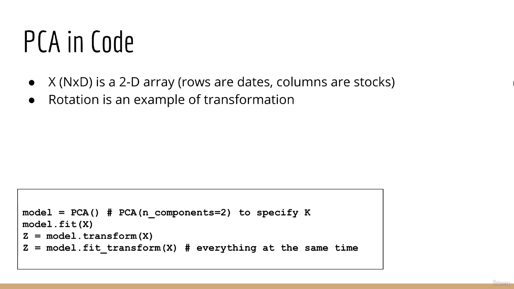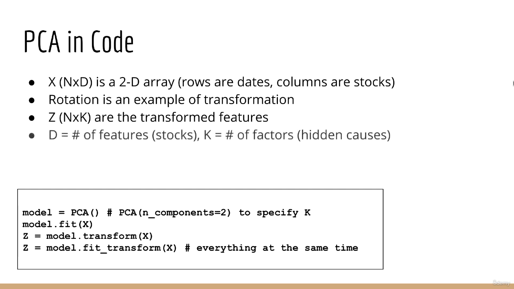Okay, so what's this output Z? Well, if we think of the input X as an n by d matrix of features, we can think of Z as an n by k matrix of transformed features. Note that they have the same number of rows because they both must have the same number of samples. In our case, that would be the stock returns for a given date and the factors for a given date. However, D is different from K. In our case, D is the number of original stocks and K is the number of factors.